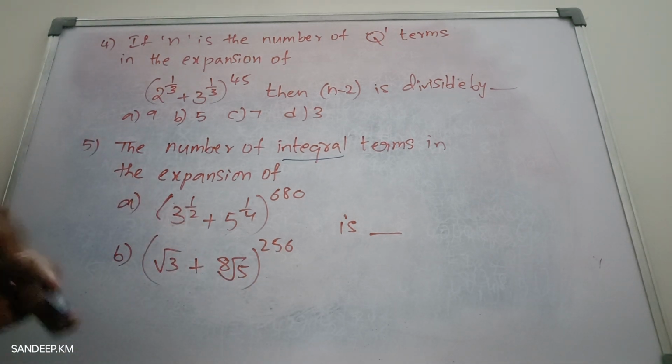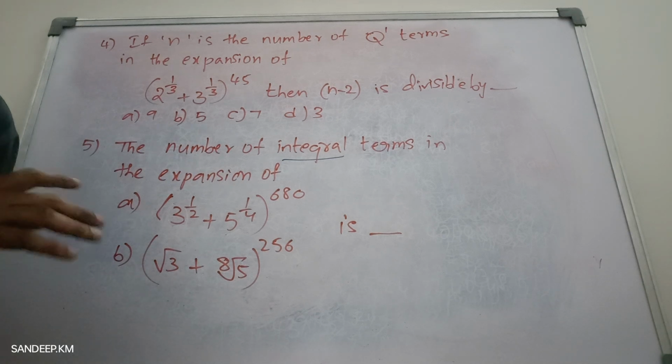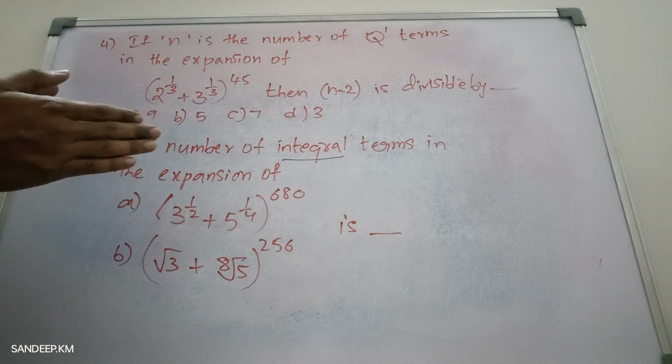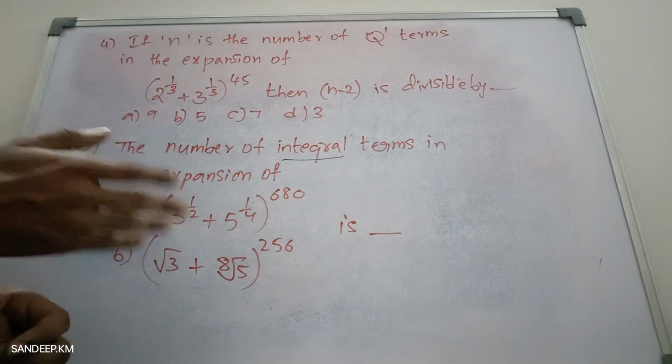Okay, so that's it about this particular topic, dear students. So I hope you understood how to find the number of rational terms and how to find the number of irrational terms in a given binomial expansion.